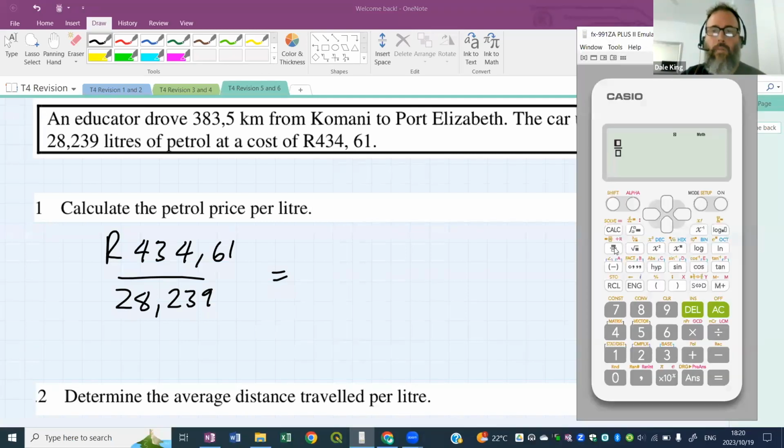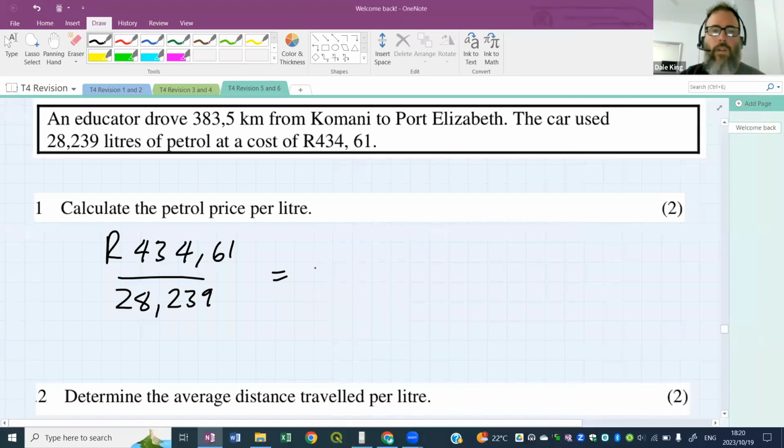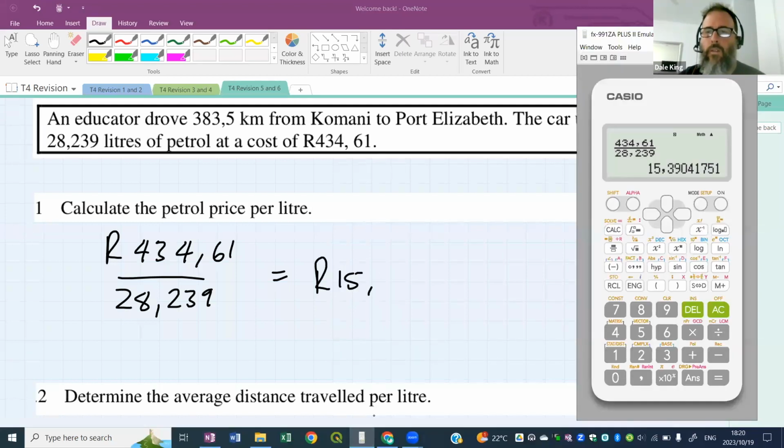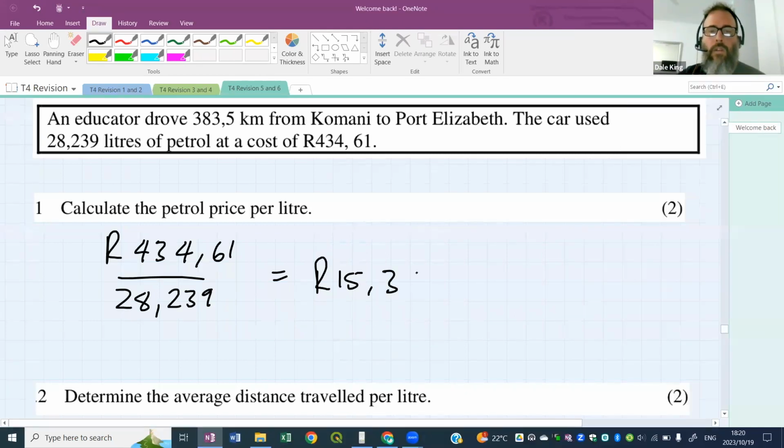Come on, calculator, wake up. Here we go. 434.61 divided by 28.239. Whoopsie. Why have we got 2 fractions? 434.61 divided by 28.239. All right, 15.39041, 3904175. I'm not writing all the decimals, so there's enough there. Okay, and this is per liter.